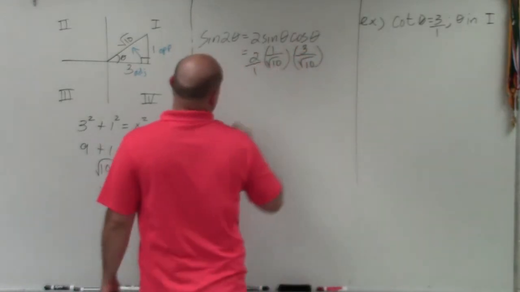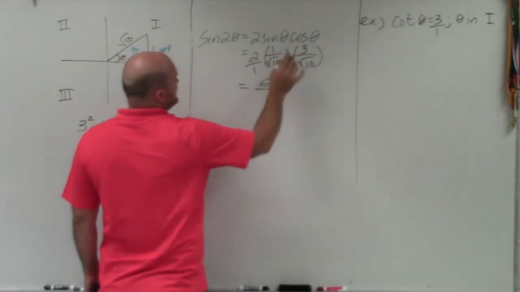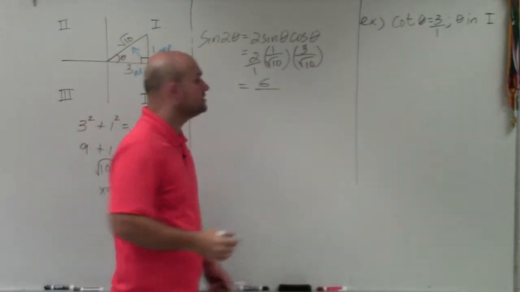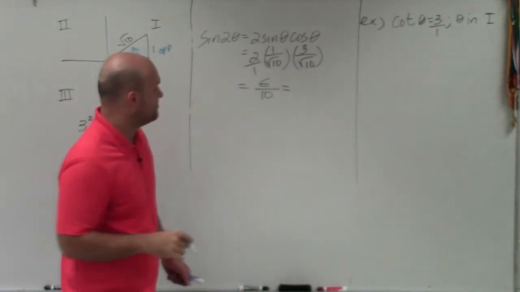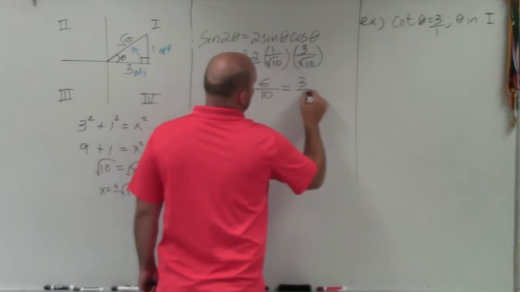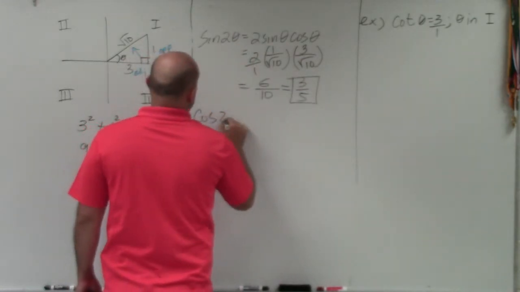Remember, this can be rewritten as 2 over 1. So it's really 2 times 3, which is 6, over the square root of 10 times the square root of 10, which is the square root of 100, which is just 10. Then I can reduce that by dividing the top and bottom by 2. That gives me 3/5. Done.